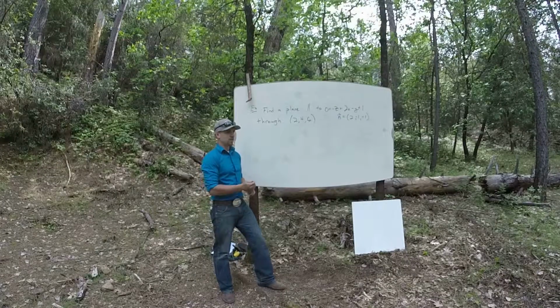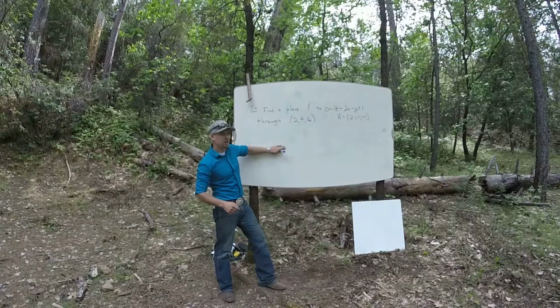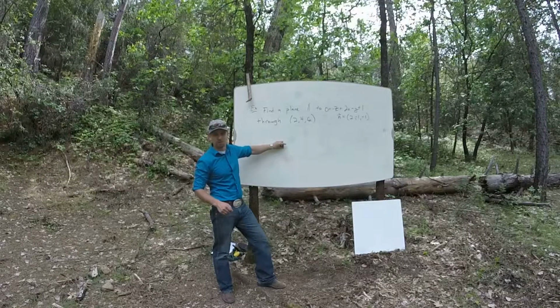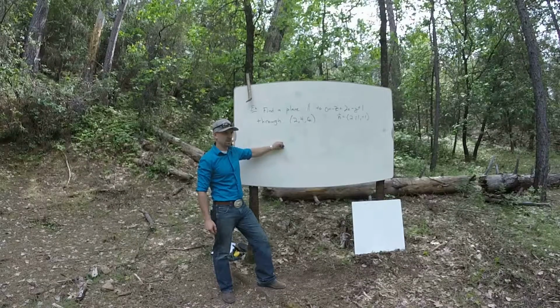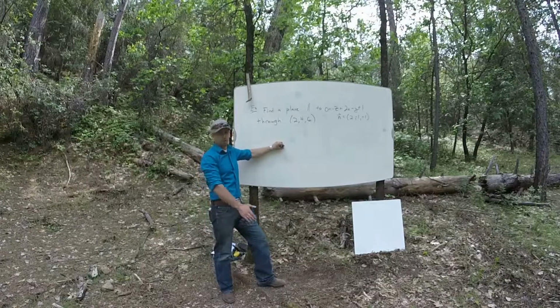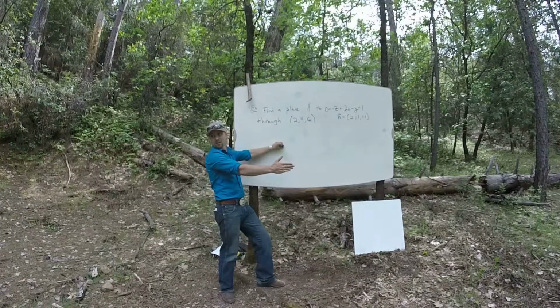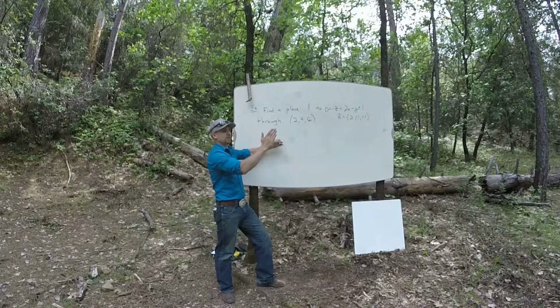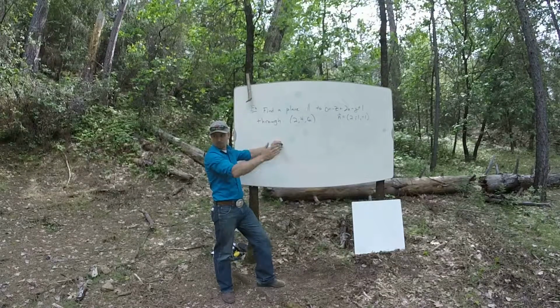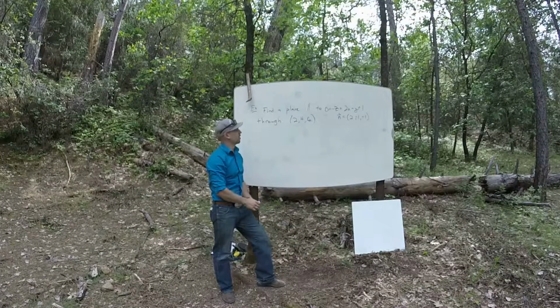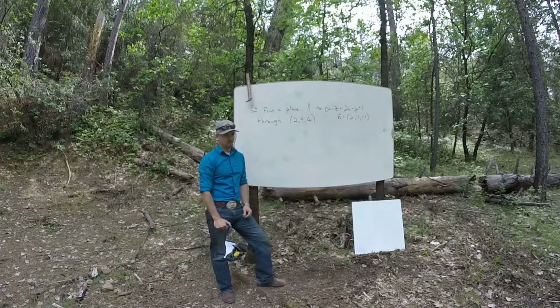If this is my plane and this is a normal vector, is that normal vector going to work for a plane parallel to it? If I have another plane out here parallel to this one, is this vector also perpendicular to that plane? Yes, definitely. Okay, so what do I do with my normal vector?